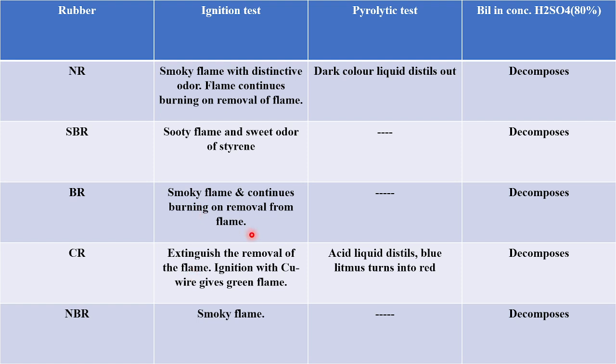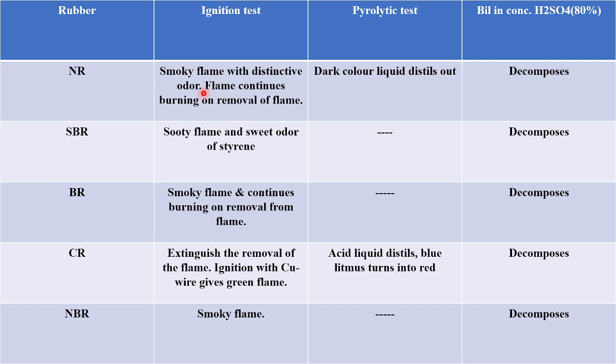So here I have put a table, and different rubbers will show different behavior during different preliminary tests. So first one is natural rubber. What is the observation during the ignition test? That smoky flame with distinctive odor, and the flame continues during burning. That means when it is inside the flame, and when you remove it from the flame, the burning still continues.